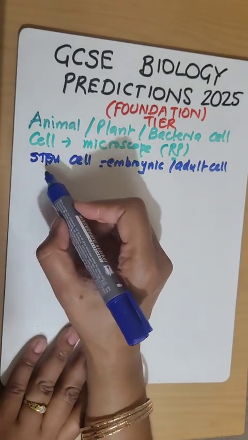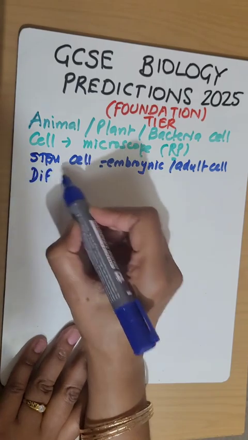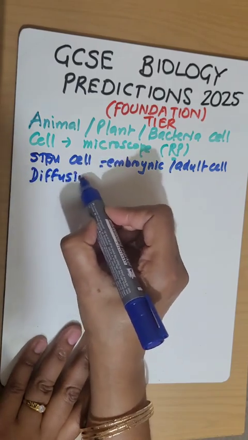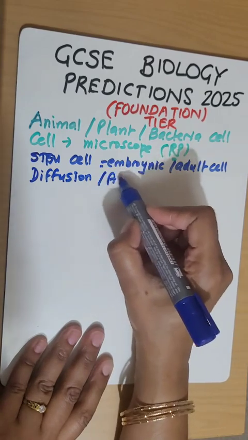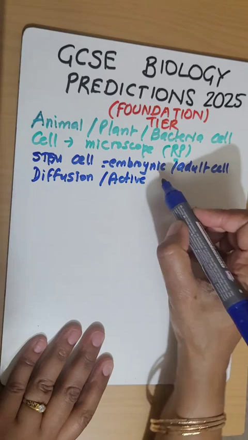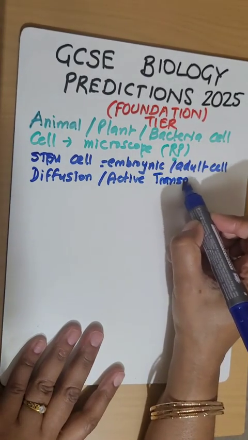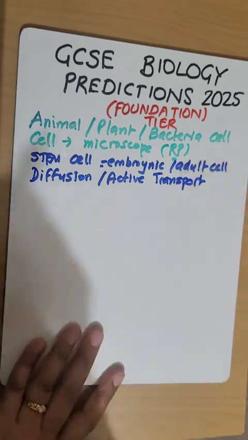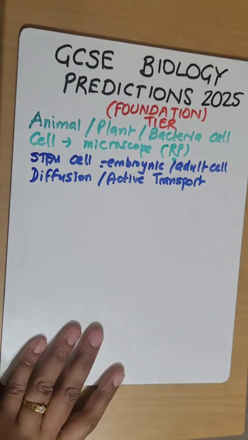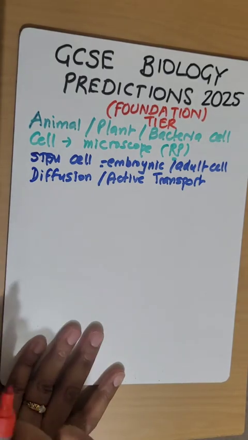Another big topic is diffusion and active transport. This topic did not come up last year, but there was a big question on osmosis last year. So these can come up. So keep an eye on these two topics just in case they come up, as they haven't been before.